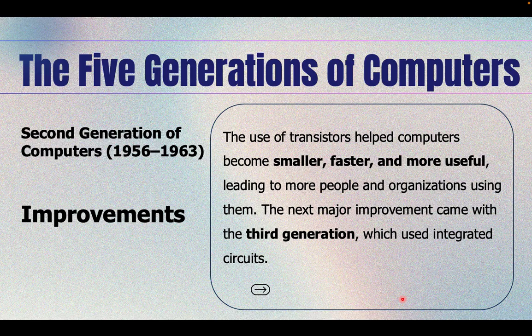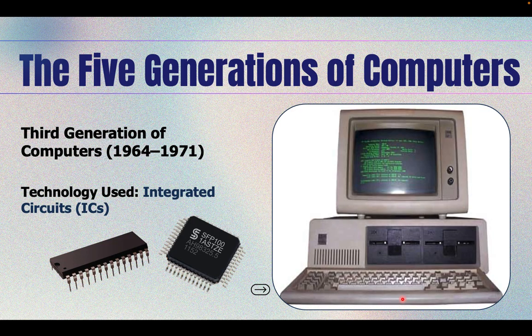Then we also say that transistors help computers become smaller, faster, and more useful. That is where we transitioned into the third generation, where we have the integrated circuit as the technology used. The integrated circuit has helped computers to achieve that compactness.